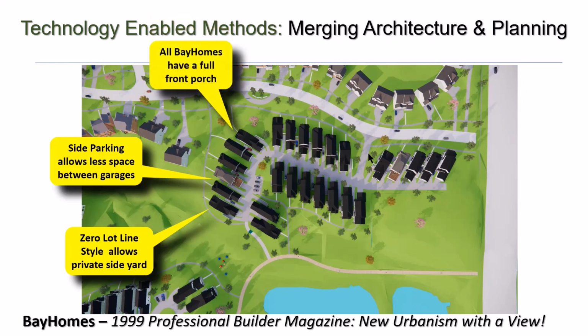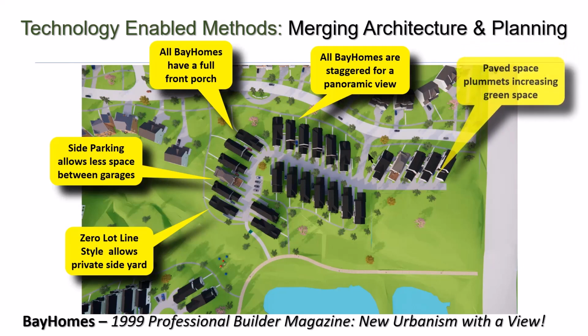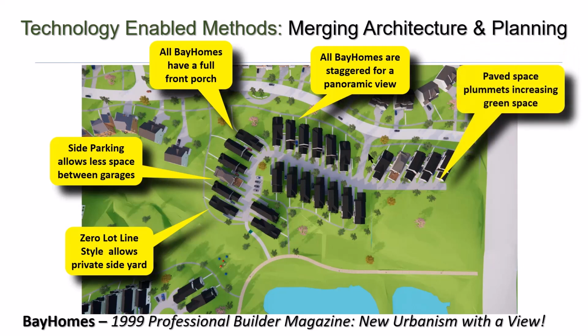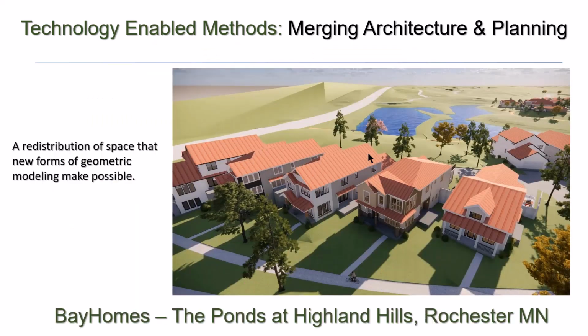All bay homes have a full front porch and they all are staggered for a panoramic view of space. The interior floor plan is coordinated with the exterior plan. Paved space plummets per home because it is an alley type home, but we're not necessarily building a street in front. So we're a much more efficient home, much less cost to develop. And the parked cars are visually screened, so it's also a very good low-income solution.